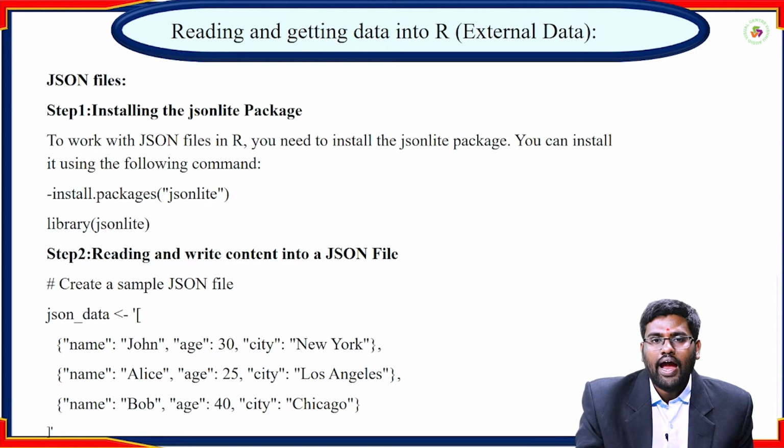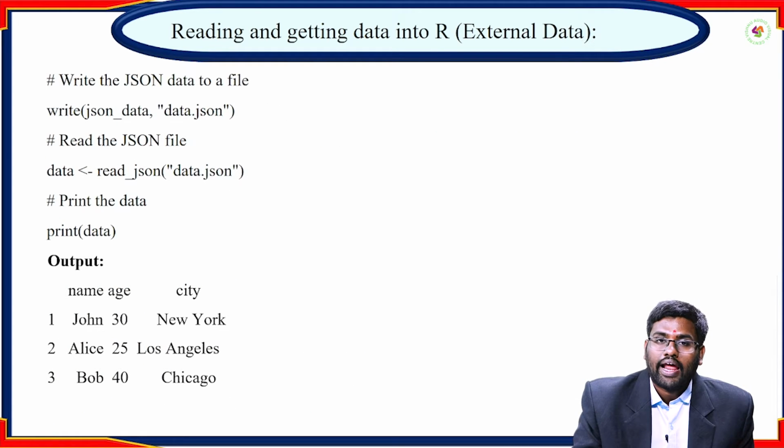So I want to add the JSON content into our file, and after that I want to use write_json of the data comma data.json. So I want to add the content of the previous name, age and city into our data.json file. So after writing, I want to retrieve it, that means read_json of the particular JSON file name.